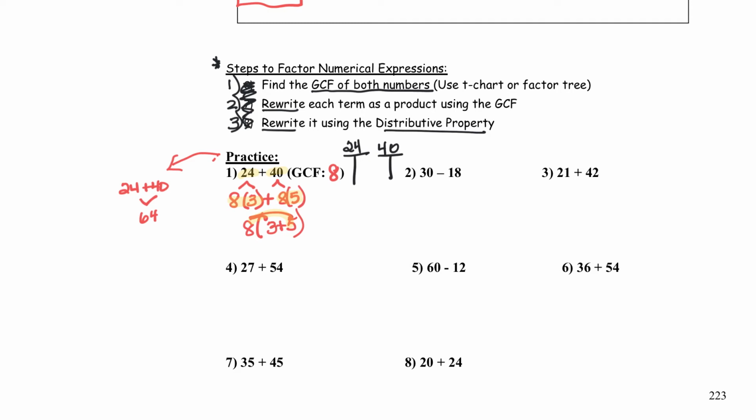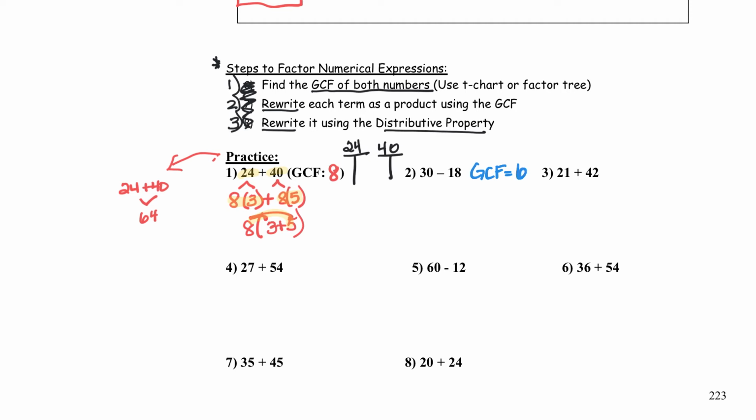All right, number 2, 30 minus 18. We're going to factor the numerical expressions. It is a numerical expression because it only has numbers. So the first thing we're going to do is find the GCF. I'll do this right next to it. What is the GCF of 30 and 18? I look at it, and the GCF is 6.